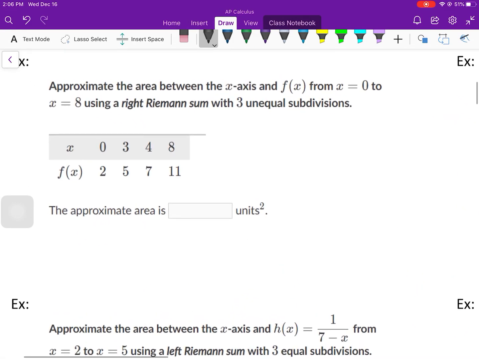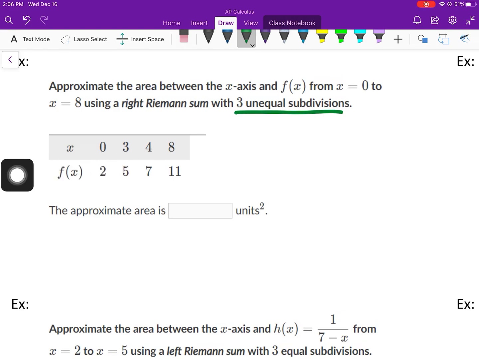So we have here a table. Tables are nice, and we're going to actually break it down to a table each time. So you got to picture we're doing areas of rectangles here. So this is saying 3 unequal subdivisions. That's kind of an indicator right there. That's how many rectangles we're going to have. So we're going to break this in 3.